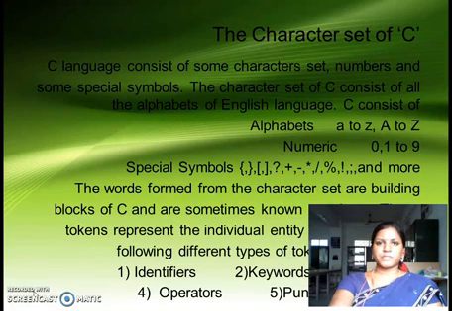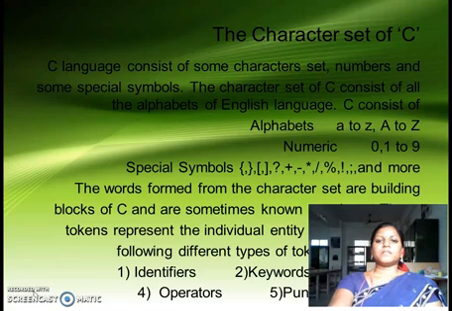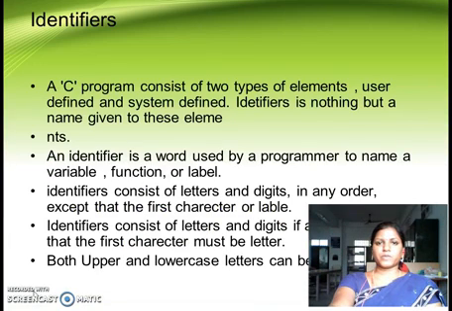The C language consists of a character set, numbers, and some special symbols. The character set of C consists of all the alphabets, A to Z, and the numerals 0 to 9. The special symbols are closing brace, open brace, star, asterisk, percentage, and so on, everything is included in the special symbols. The words formed from the character sets are the building blocks of C and are known as tokens. A token has 5 types. The first one is identifiers, second is keywords, third is constants, fourth is operators, and fifth is the punctuation symbols. First we will see the identifiers.